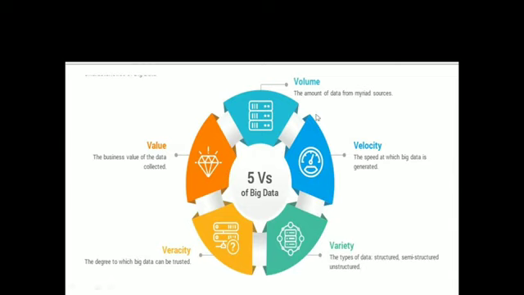As the name indicates, volume deals with the large amount of data or the size of data, the different amounts of data from different sources that we are collecting to do the analysis. The velocity refers to the speed at which the data is being generated and stored.